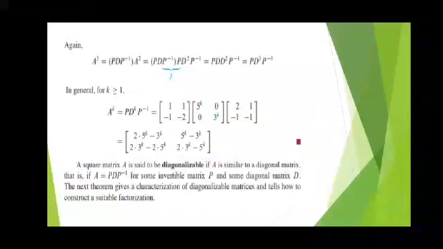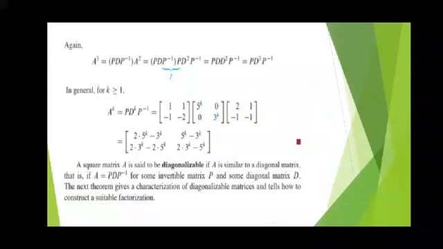Here we define diagonalizable. Diagonalizable means A is similar to D, that is, A is equal to PDP inverse for some invertible matrix P and some diagonal matrix D. A square matrix A is said to be diagonalizable if A is equal to PDP inverse. This is a very important point.